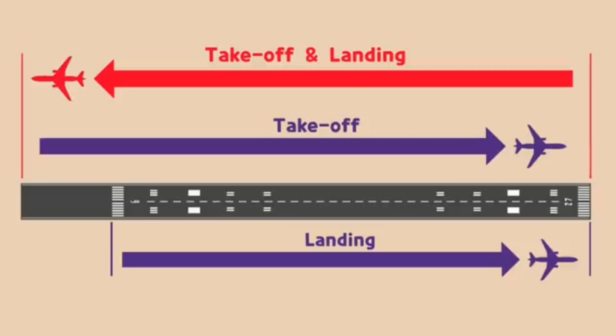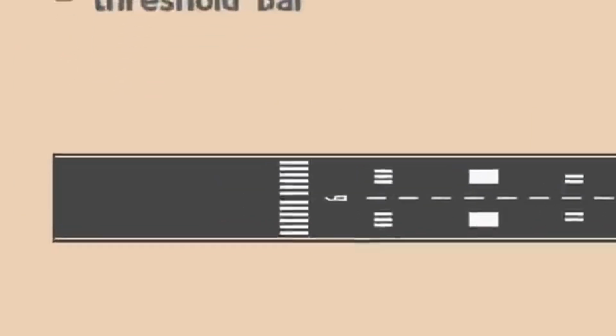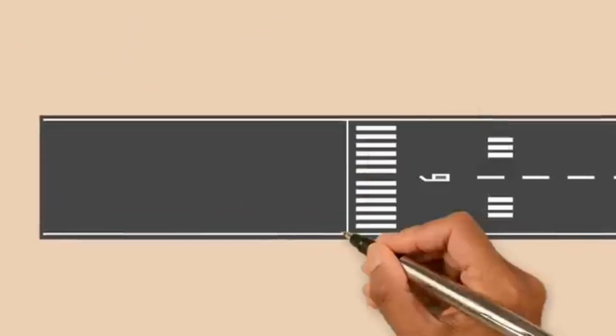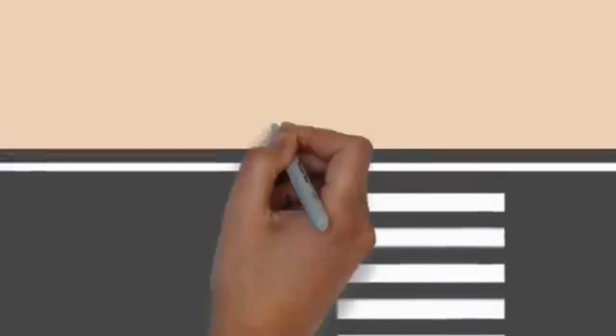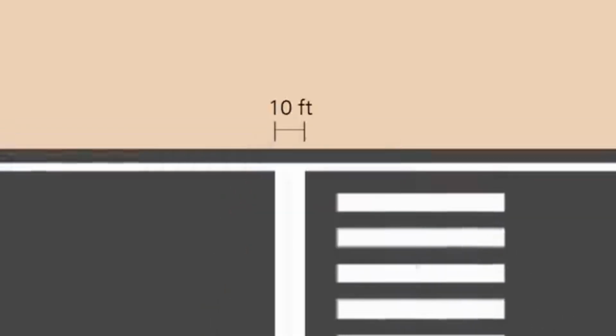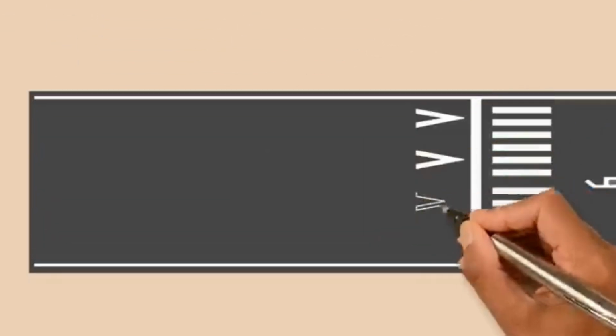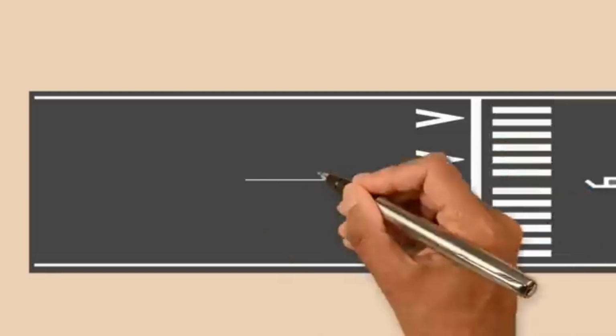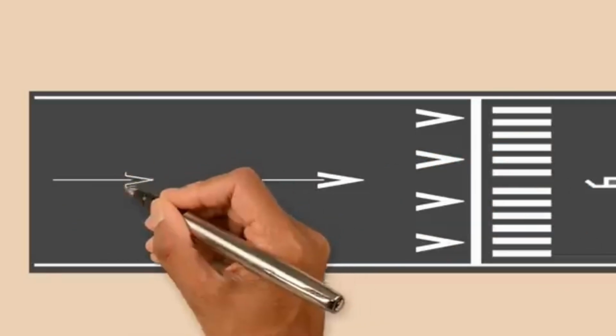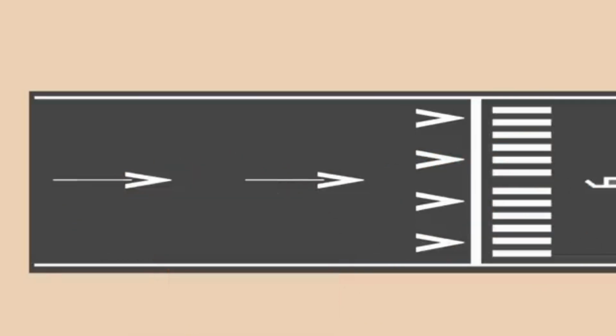A threshold bar delineates the beginning of the runway that is available for landing when the threshold has been displaced. A threshold bar is 10 feet in width and extends across the width of the runway. White arrowheads with and without arrow shafts are required to identify the portion of the runway before the displaced threshold to provide centerline guidance for pilots during approaches, takeoffs, and landing rollouts from the opposite direction.